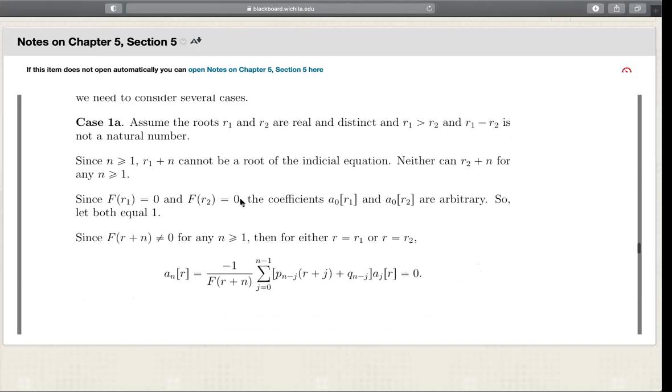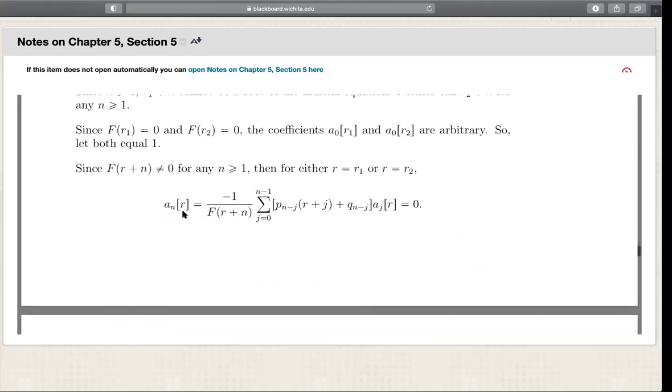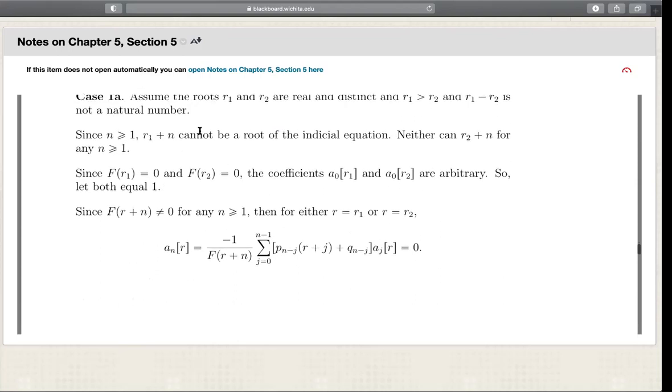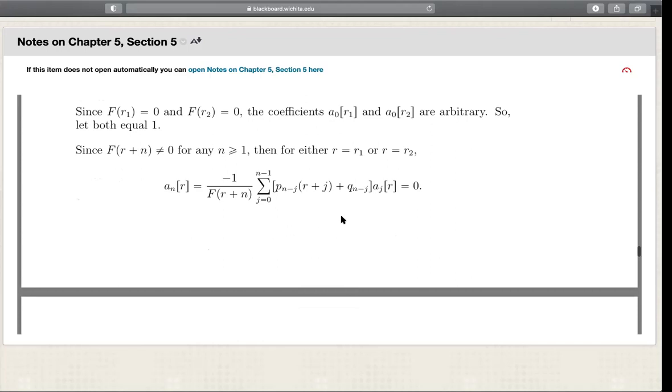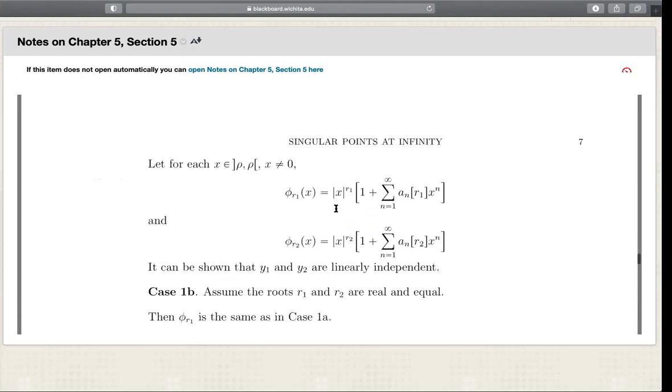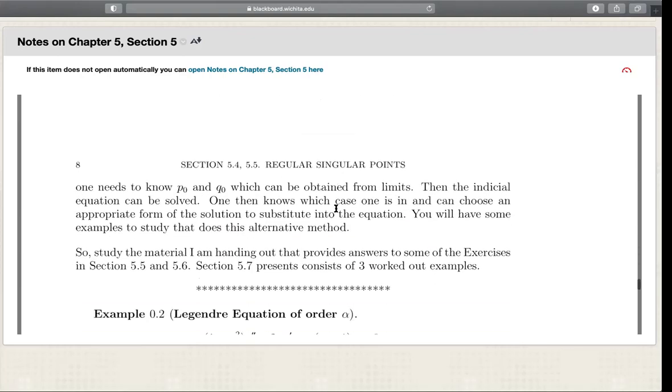And then we go into cases here showing you what these things are. A sub n, in the first case, this was the case of the example. Remember, one root was 1 and the other was a half. So this is what every coefficient is going to look like. So this is what you have to solve. So you know what f of r is, you figure f of r plus n, you know what the p's are and the q's, and this will give you all the coefficients in terms of lower ones. A50 will be in terms of A49, A48, A47, and so on. Okay? And so anyway, that's what the notes are.